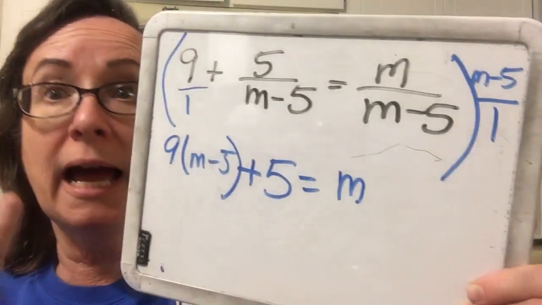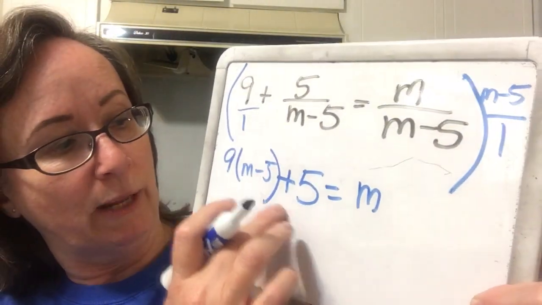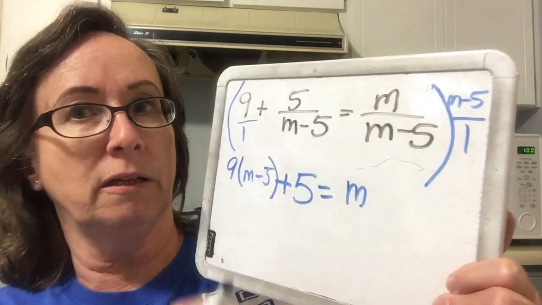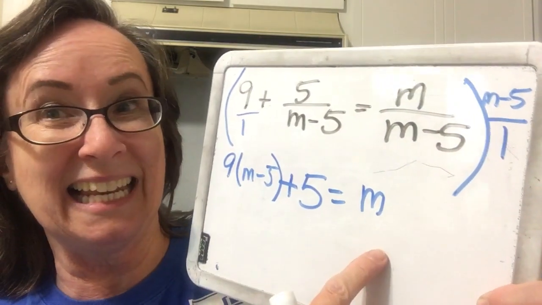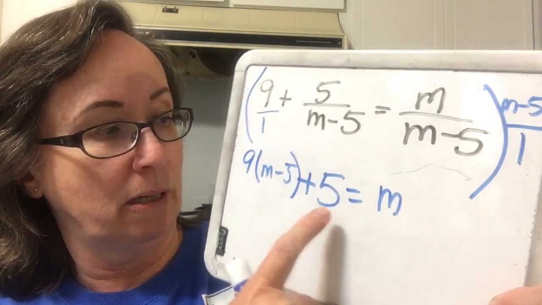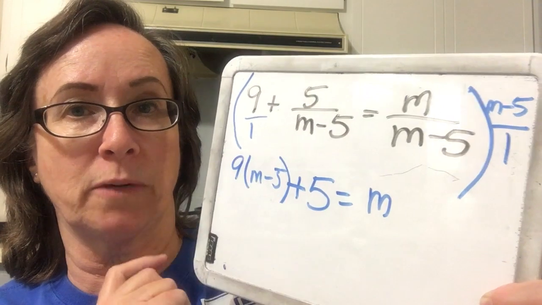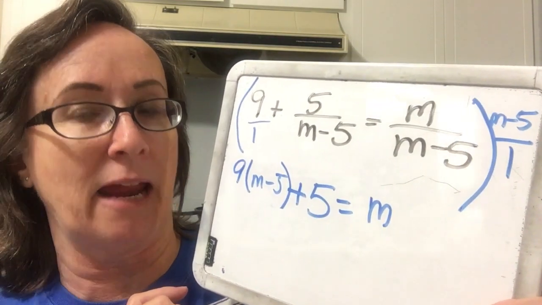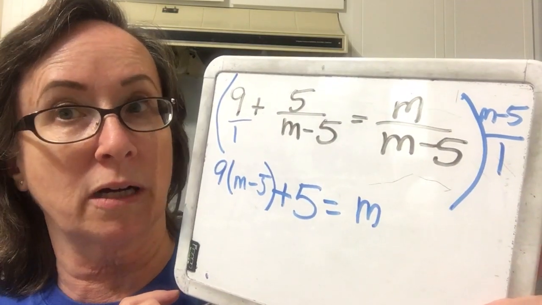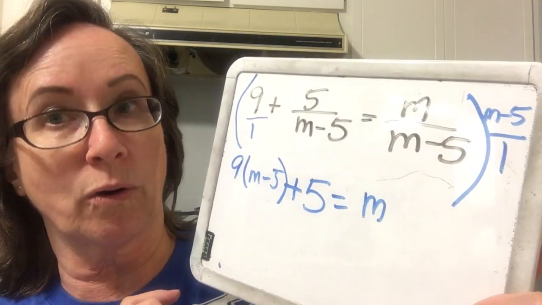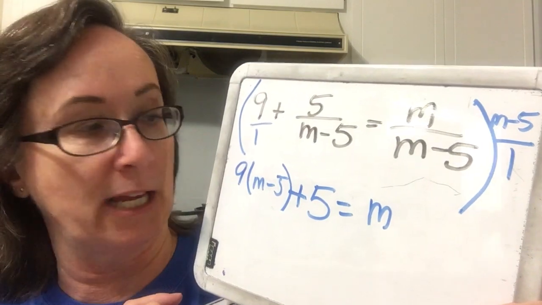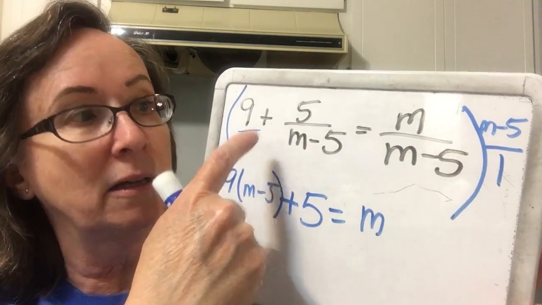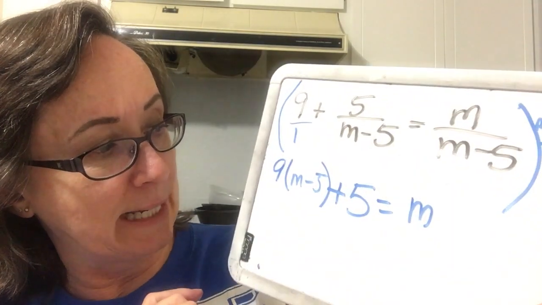Now my goal, and what I should always see happening, is that my rational equation completely becomes without fractions when I multiply through by the least common denominator. If it doesn't, I've made an error. Either I chose the wrong least common denominator or I did something wrong in my multiplication. Every single term, even the ones that don't have a denominator, are multiplied by the least common denominator.